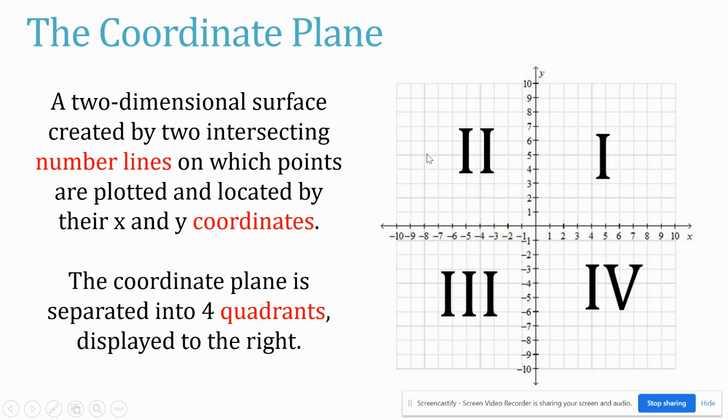So it goes counterclockwise. Notice that first this is our x-axis here. The x-axis is always horizontal. And then our y-axis is vertical. This is where we have our positive x values and our negative x values, positive y values over here, and then negative y values down here. Really important for you to know how to number this, where the numbers go, where the positive numbers are, and where the negative numbers are.